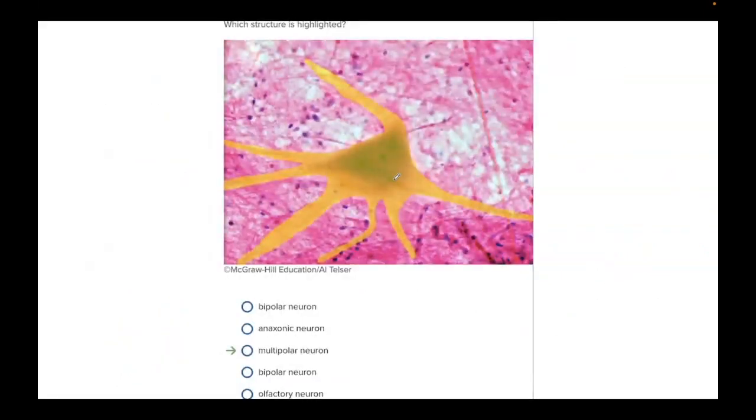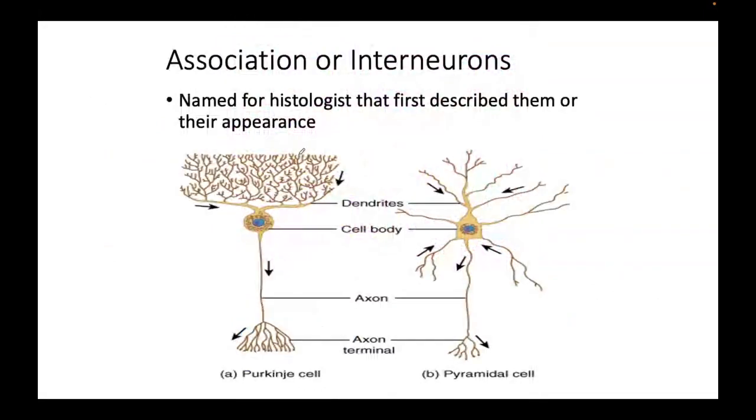Okay, so when we look at this, this is a neuron. What type of it? We have many dendrites, one axon. That's a multipolar neuron. And then we have the association neuron, right? Remember, you had motor and sensory. The association neurons are sometimes named by their shape. They could be called pyramidal cells because these are pyramidal shaped, or they're named after the anatomist or the histologist called Purkinje. Those are the association or interneurons.